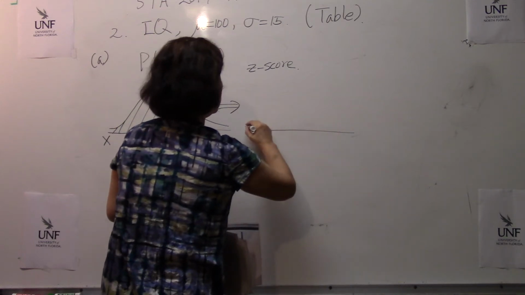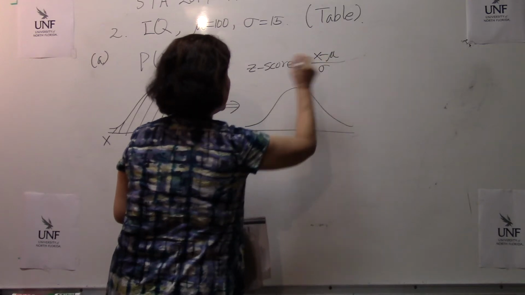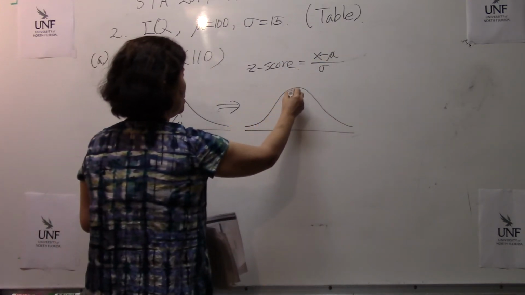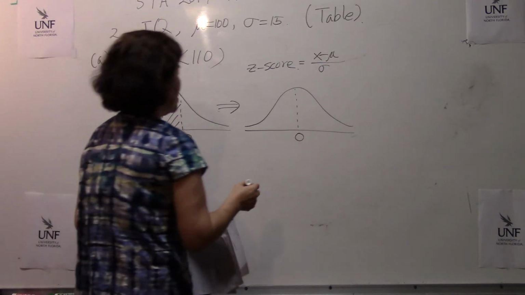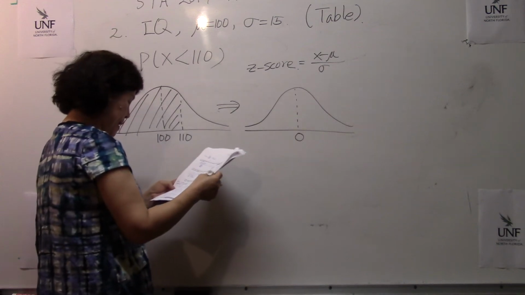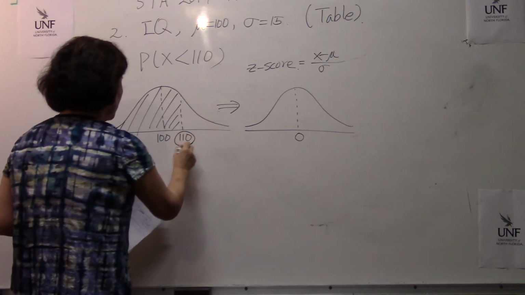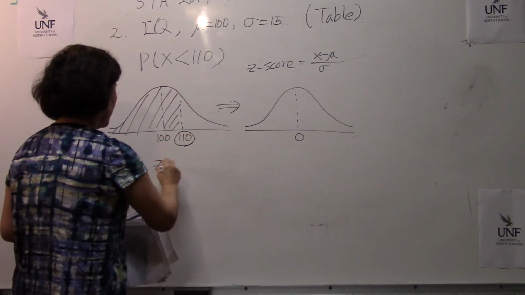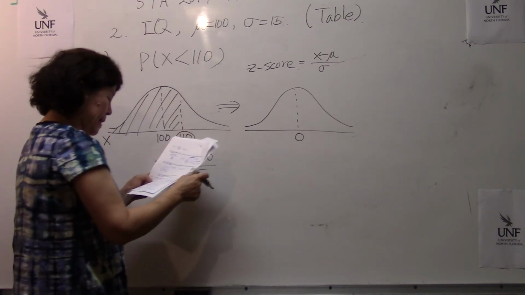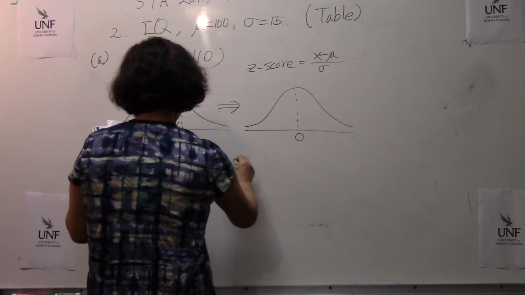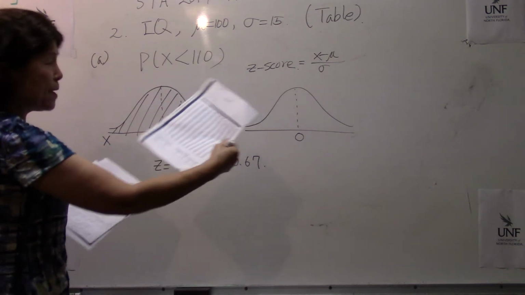When you switch to Z score, that is X minus mu over sigma. So this 100 will move to 0, okay? And the sigma is going to be 1. So what are we going to get? Well, we are going to switch this 110 to Z-score. 110 minus 100 divided by 15 gives you 0.67.